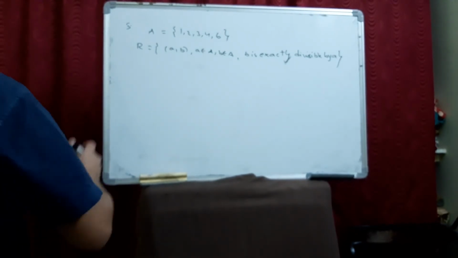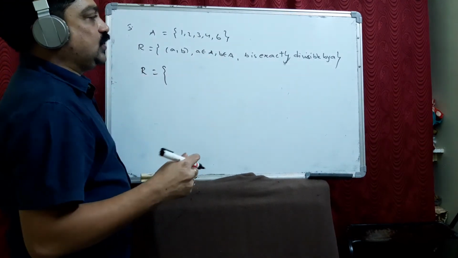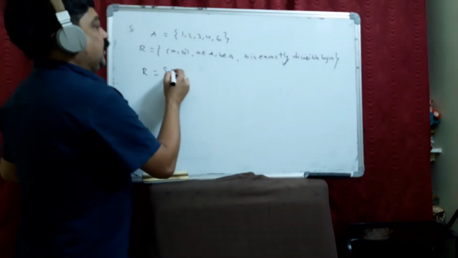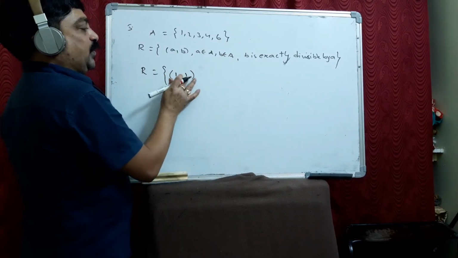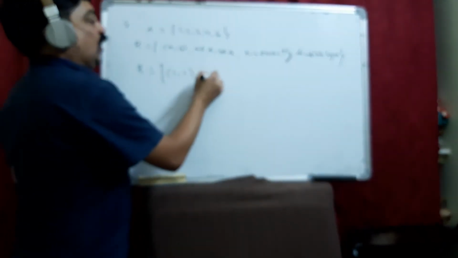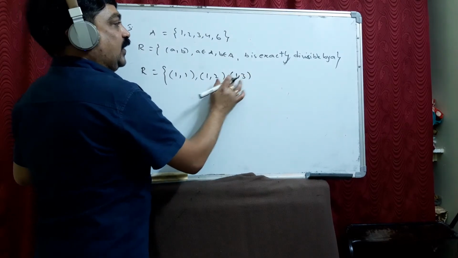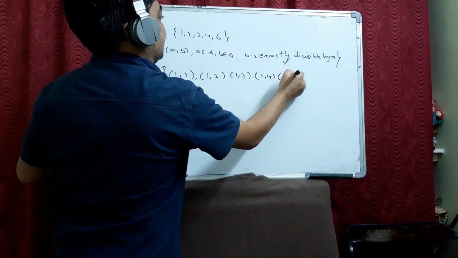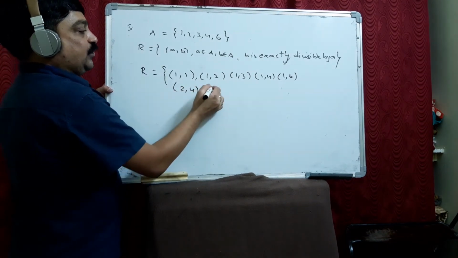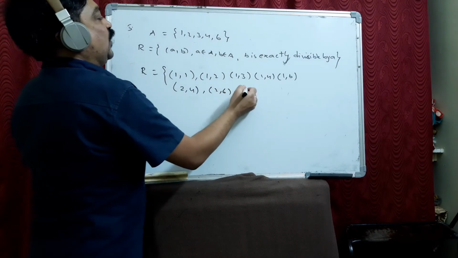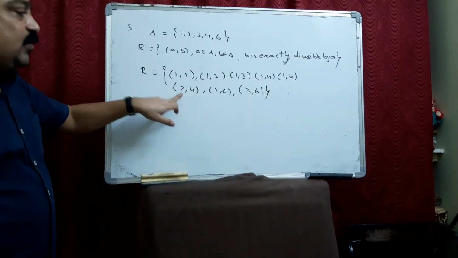Okay, look here. You are asked to write it in roster form. From this set you have to choose elements a and b, (a, b), so that b should be divisible by a. So you can take (1, 1) because 1 is divisible by 1, (1, 2) because 2 is divisible by 1, (1, 3), 3 is divisible by 1, (1, 4), (1, 6) also. In the same way, (2, 4), 4 is divisible by 2, (2, 6) and also (3, 6). That's it.